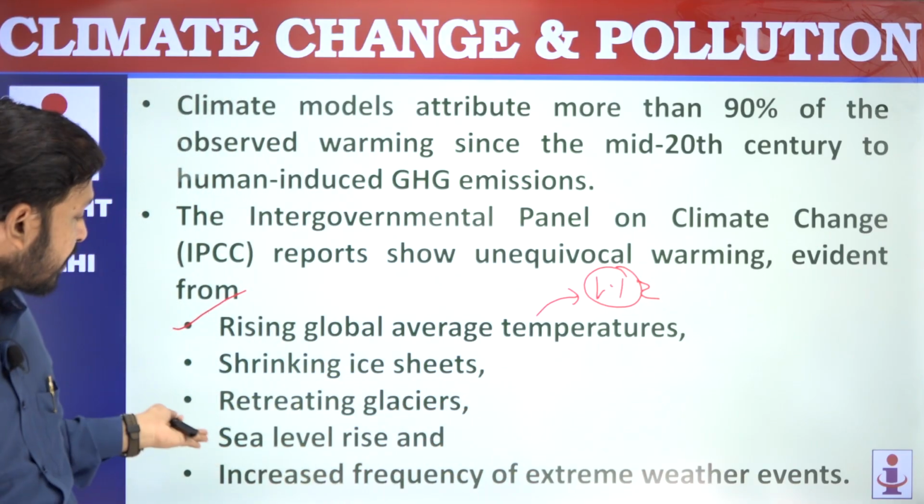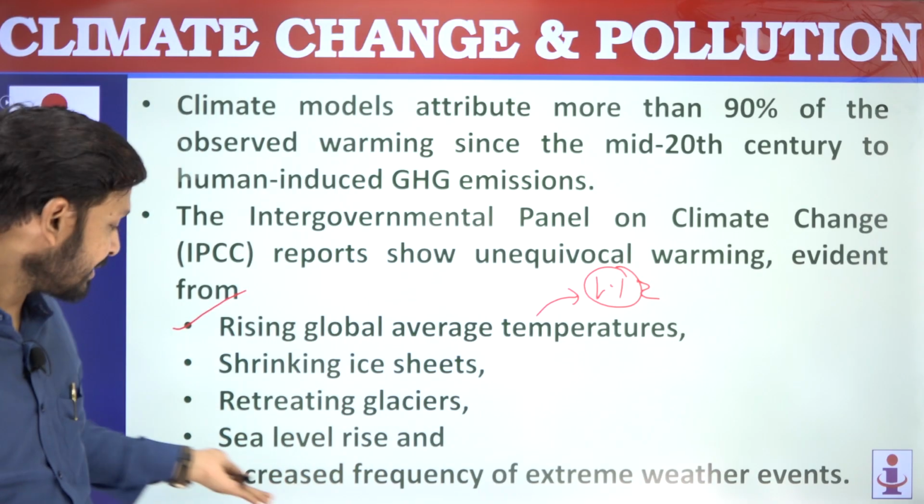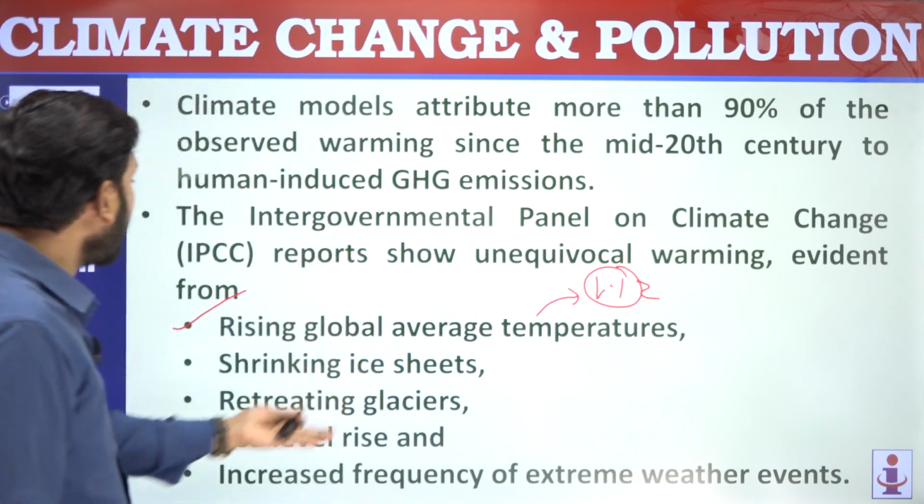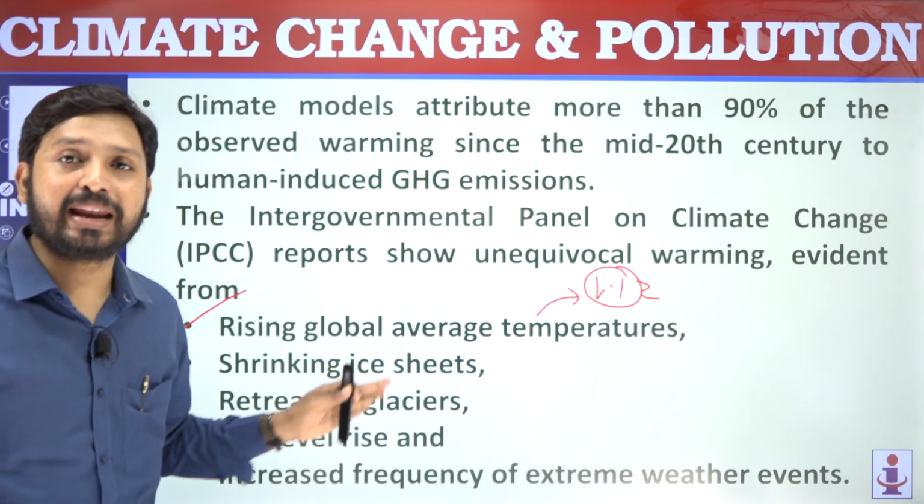Shrinking of ice sheets, retreating of glaciers, sea level rise, and increased frequency of extreme weather events like floods are increasing. Cyclones are increasing, droughts, everything is occurring very frequently. So these are all the things that are evidently seen because of climate change.